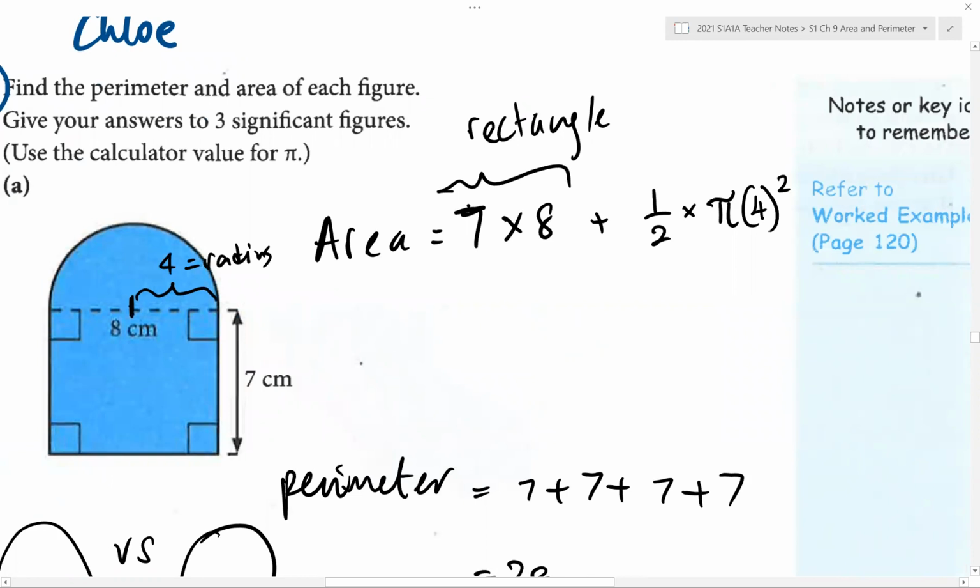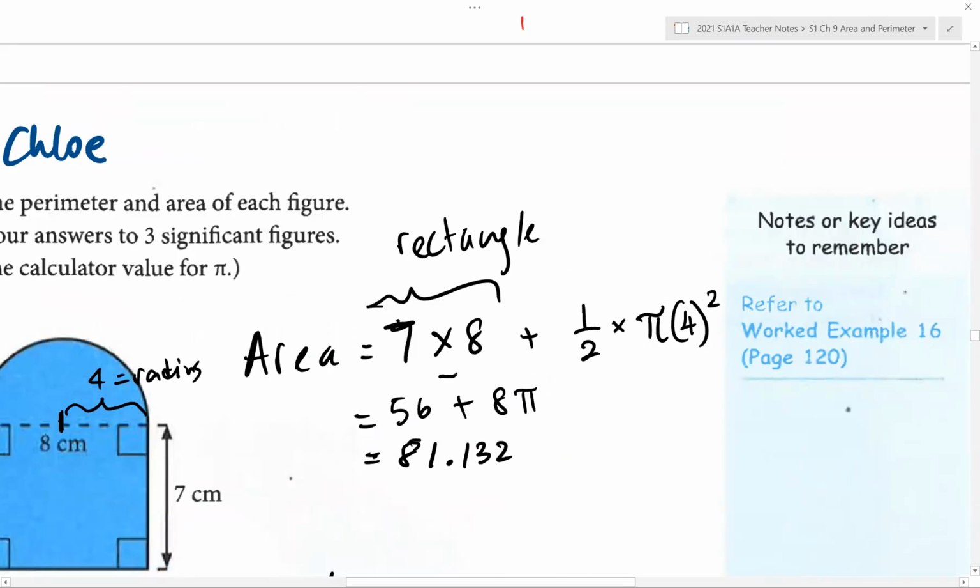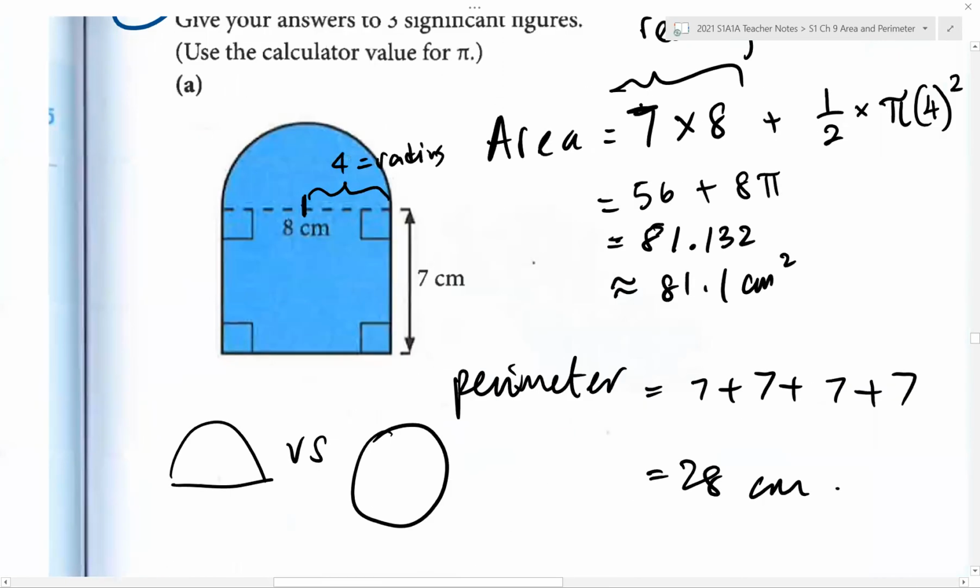Okay, press. So our area is 46 plus 8 pi. Okay, okay. Square. Okay, equal. Okay, E-ray, is this correct? Correct. Okay, next one, Chloe, where is the perimeter?